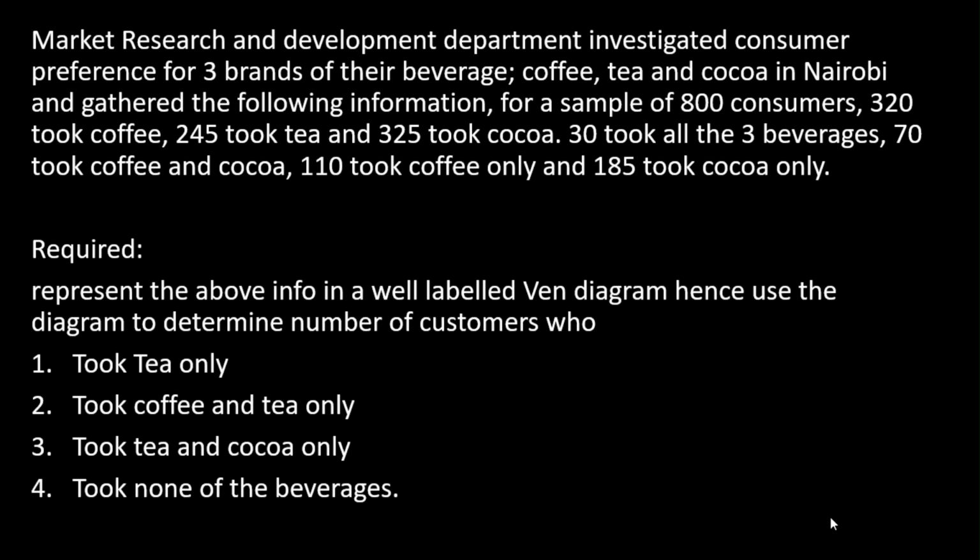30 took all the 3 beverages, 70 took coffee and cocoa, 110 took coffee only, and 185 took cocoa only. Well, what is required of us is to represent this particular information in this paragraph in a well-labeled Venn diagram. Hence, use the diagram to determine the 4 questions below.